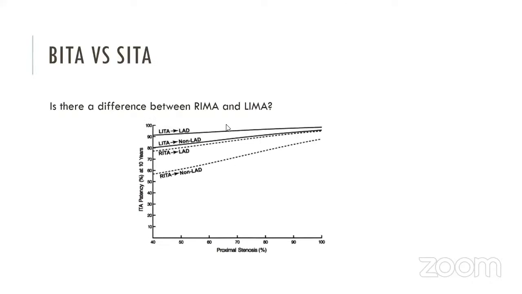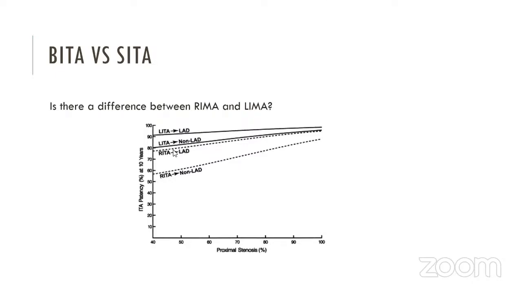For two things. First, the LIMA is more likely to be anastomosed to the LAD, and we know that anastomosis to the LAD carries more patency than anastomosis to non-LAD targets. And the RIMA, if you're using it as a second graft, will nearly always be anastomosed to non-LAD targets. So that's the first thing.